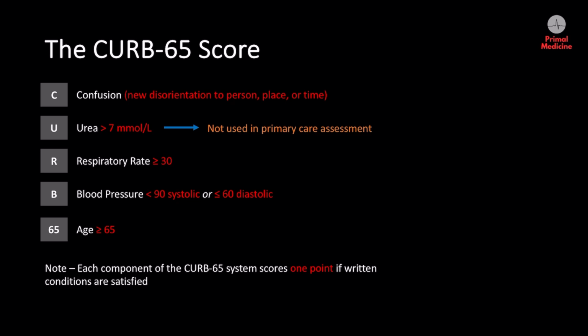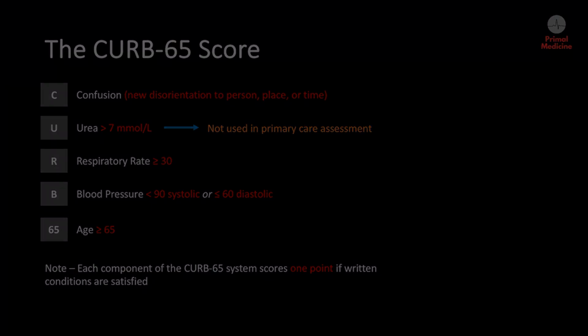Following this, we do the respiratory rate, and any level greater than or equal to 30 breaths per minute will score 1 point. Following this, we do blood pressure, and we can use either the systolic or diastolic blood pressure, systolic being less than 90 or the diastolic being less than or equal to 60. And finally, we look at age. If the patient is greater than or equal to 65 years old, that will score 1 point for age.